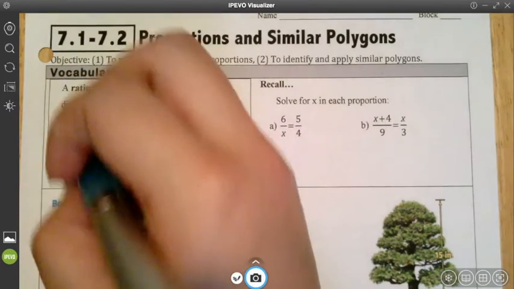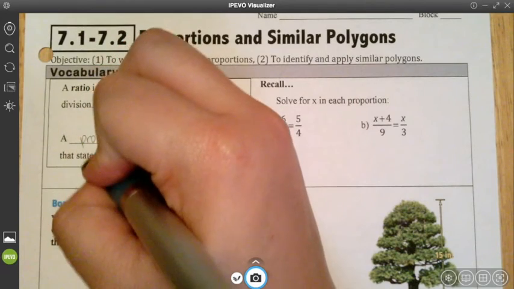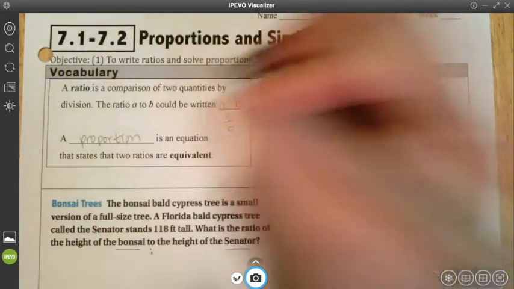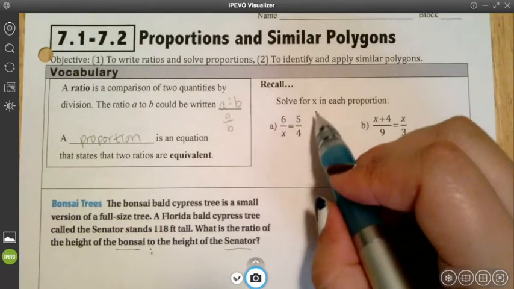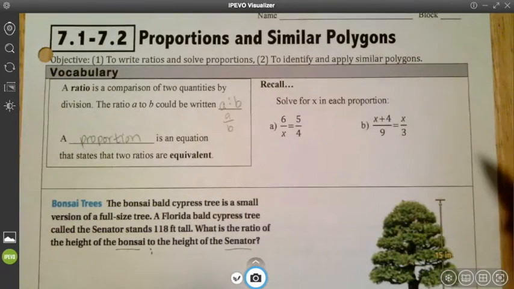When we compare ratios, that is a proportion, and a proportion is an equation. So there has to be an equal sign for it to be a proportion, and it states when two ratios are equivalent. Here are some examples of proportions. If we wanted to solve for x in these proportions, there are a couple of ways to do it.